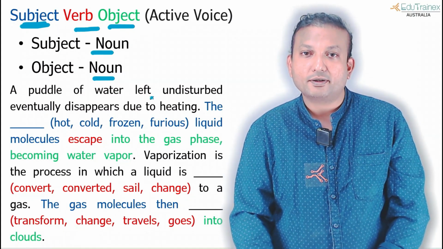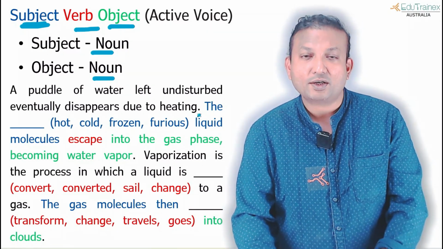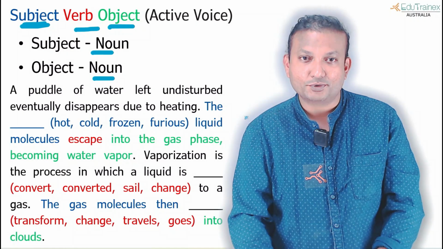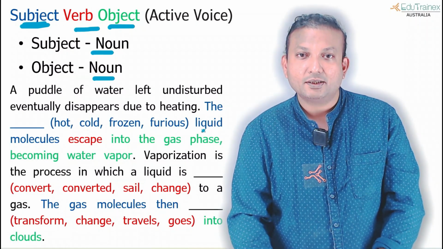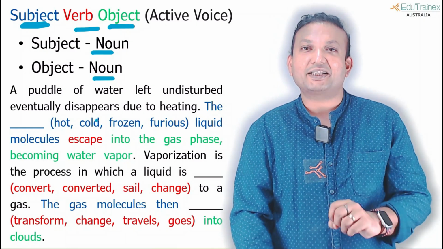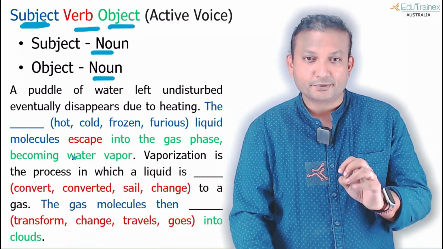A puddle of water left undisturbed eventually disappears due to heating. Now I've highlighted different colors for subject, verb and object. See here. The blank liquid molecules escape. So this whole part is the subject here. Escape is the verb and then the later part becomes the object.